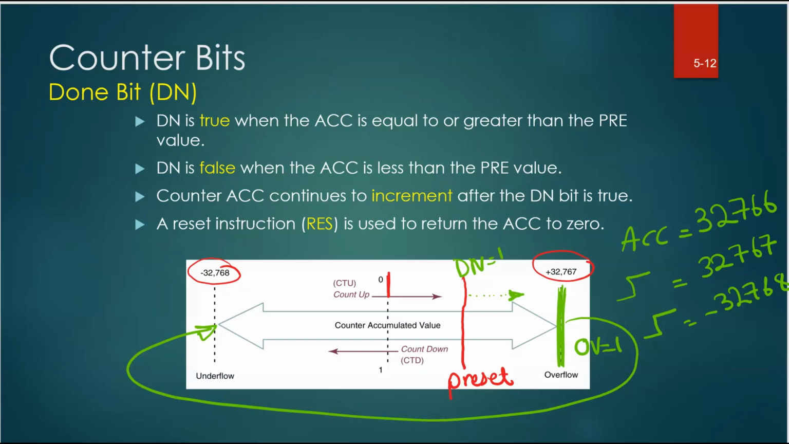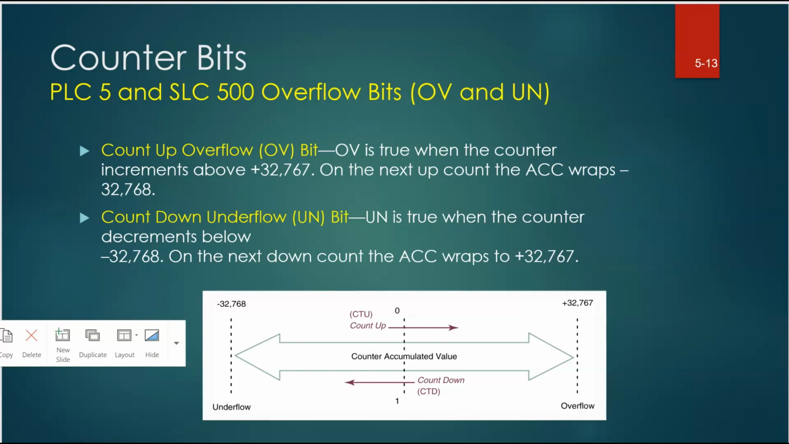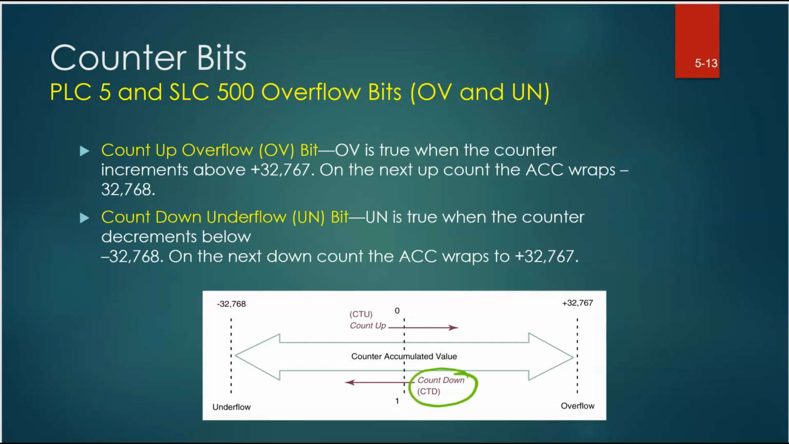That's how it works. We have the same thing for the underflow bit. So if you are having a countdown timer, then it will start incrementing until it reaches your preset value. Let's assume that this is your preset value. So at this point, your done bit will turn to 1. However, your counter won't be reset to 0. Let me tell you what the reason is.